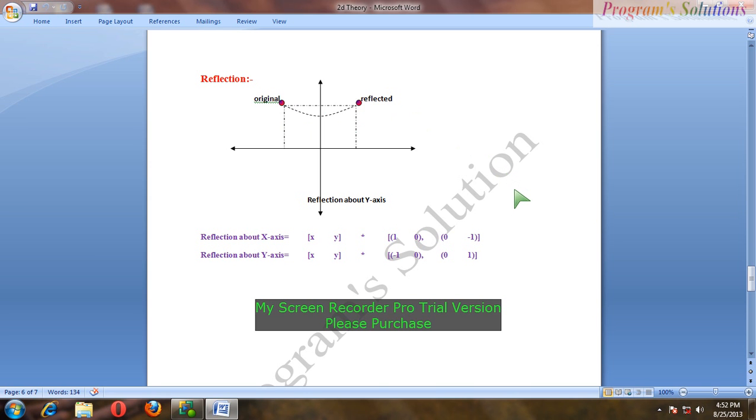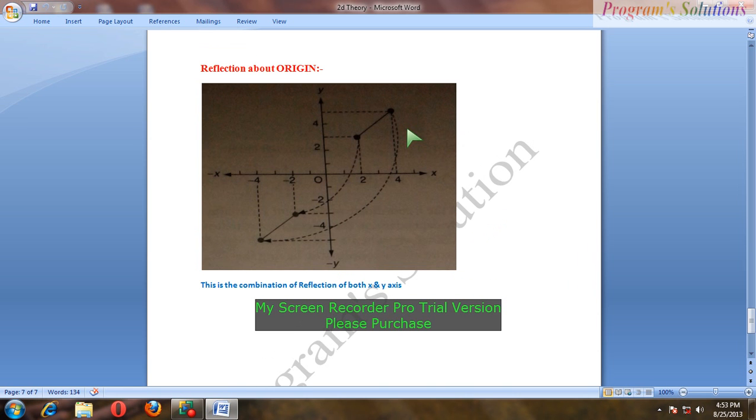Next operation: in this case we have moved the image only in x or y direction. Suppose we have to reflect in both directions, then we have to reflect the image about its origin, that is both x and y direction. Here in this diagram we have seen that this line is reflected about its origin. For that we have to apply first x axis reflection and then again y axis reflection. Then we will get the image which is reflected about its origin.